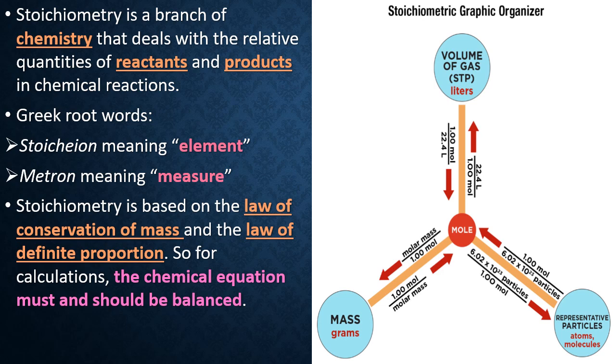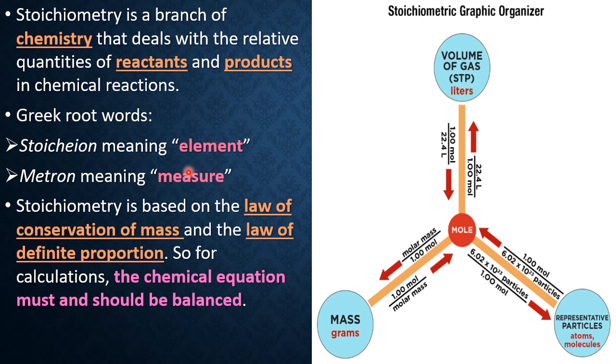This word stoichiometry is taken from the Greek literature, because Greek literature and Latin literature are the foundation for us. They are the pioneers in the science field. Therefore, we take the meaning from the Greek or the Latin language. So in Greek, stoichion means element, metron means measure. That means we are measuring the element.